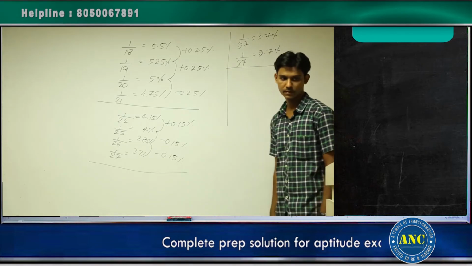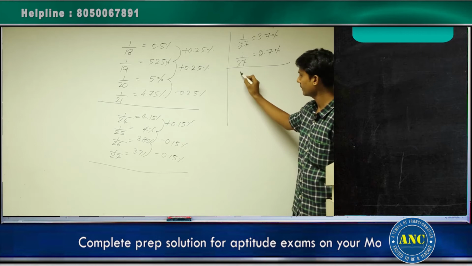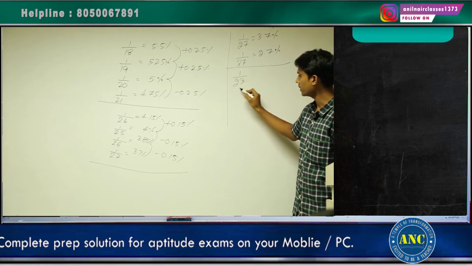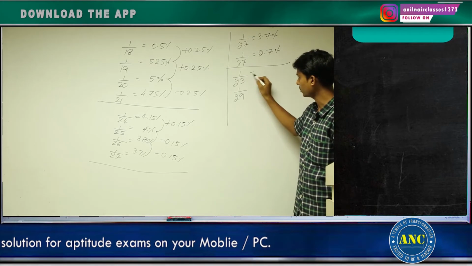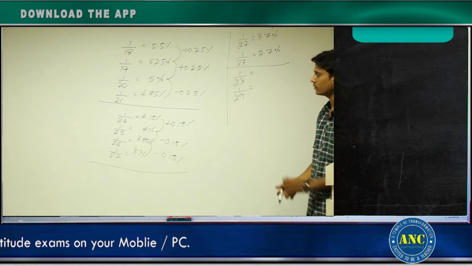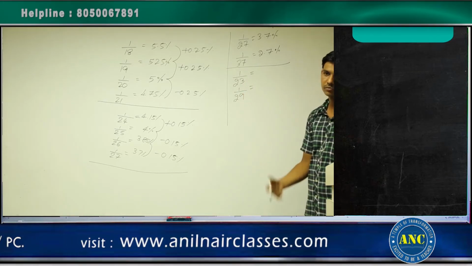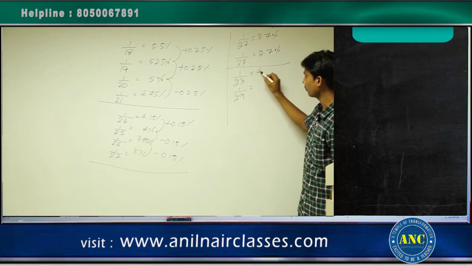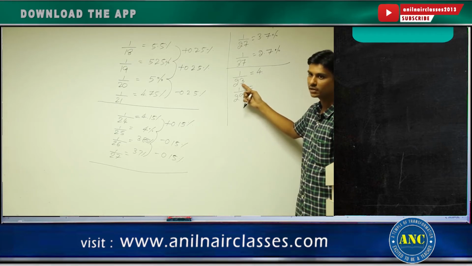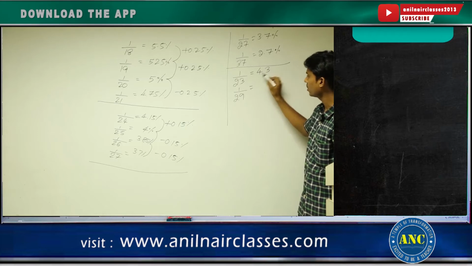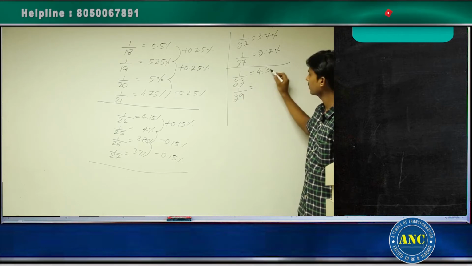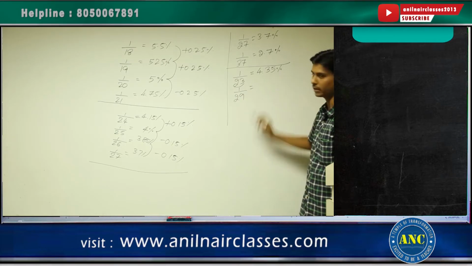Okay. Please see here. Next case: 1 by 23, 1 by 29. 100 by 23. How many times will it go? 4 times. 23 4s are 92. What is the unit digit in 23? 3. Write down 3. What is the sum of the digits? 5. Write down 5. 4.35%.